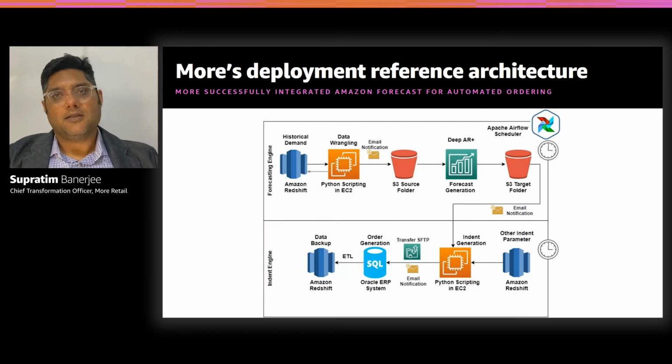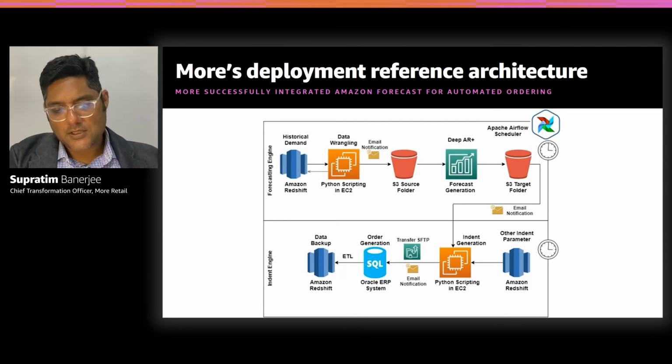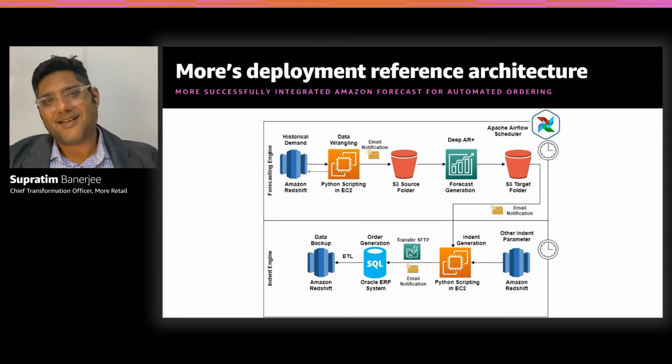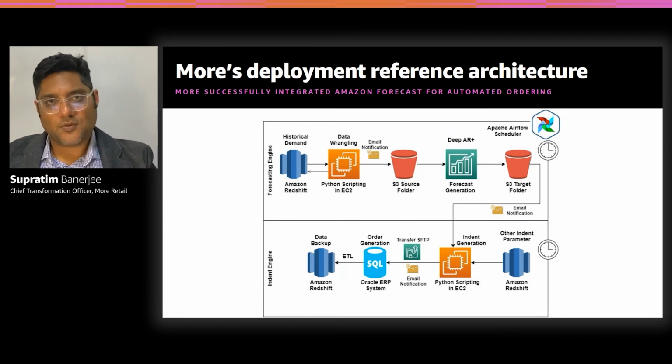The lower part is actually as critical in this entire journey, which is to convert a forecast into an indent or an order that we place on our suppliers to supply products. So it starts with all other indent parameters that we go back into a Redshift data warehouse. For instance, what's the stock on hand at a particular store? What's the shelf life? What's the in-transit quantity? These are some of the variables that we first look up.